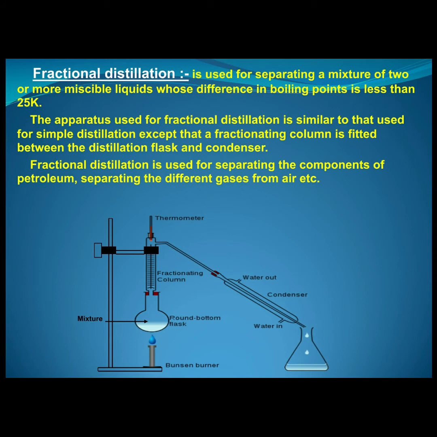So fractional distillation is used for separating a mixture of two or more miscible liquids whose difference in boiling points is less than 25 Kelvin. Means they are very close to each other in their boiling points. Around 25 degrees Celsius is the difference. The apparatus used for fractional distillation is similar to that used for simple distillation, except that a fractionating column is fitted between the distillation flask and the condenser.